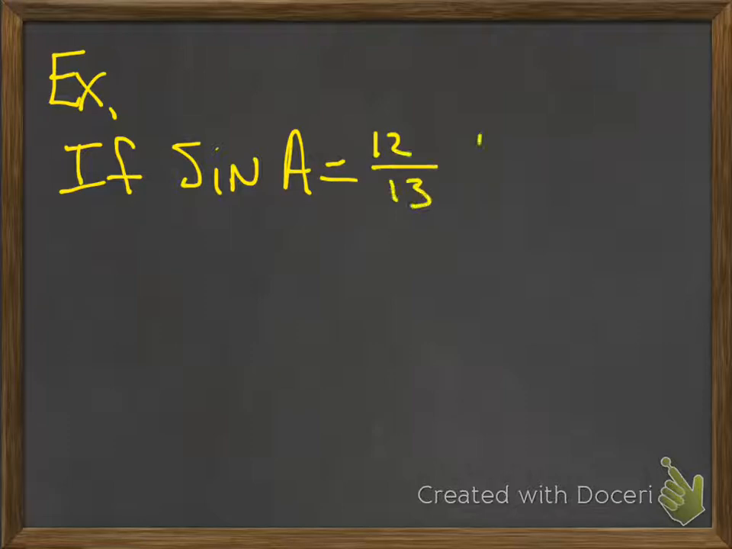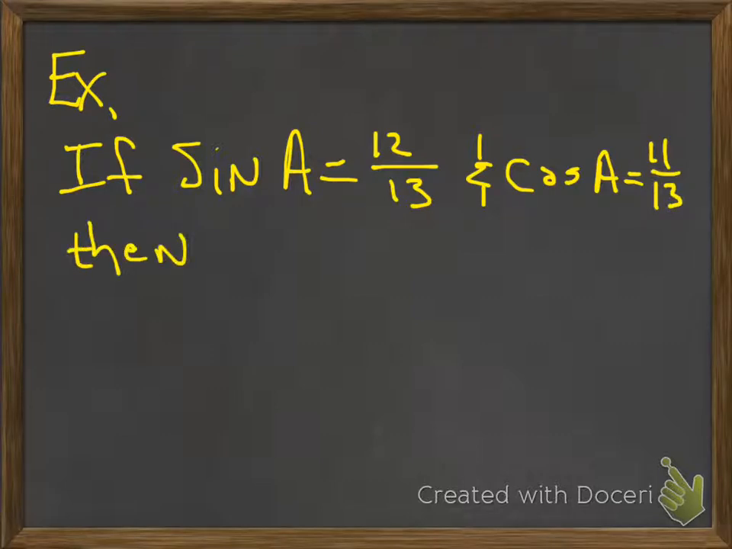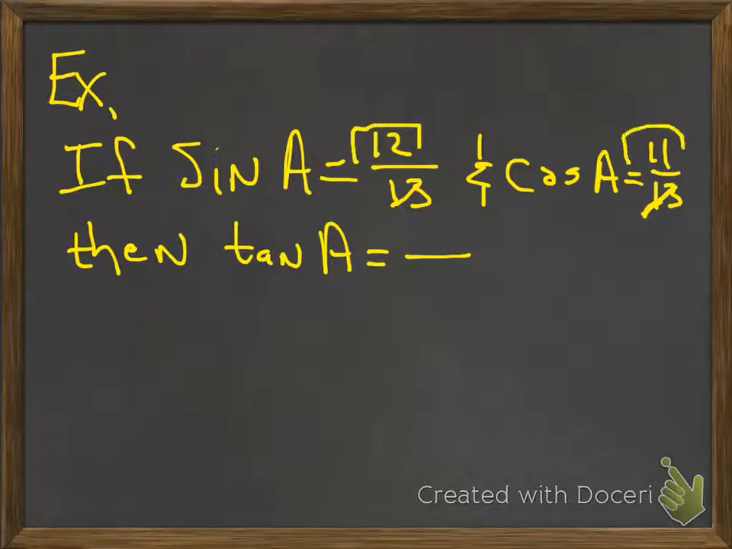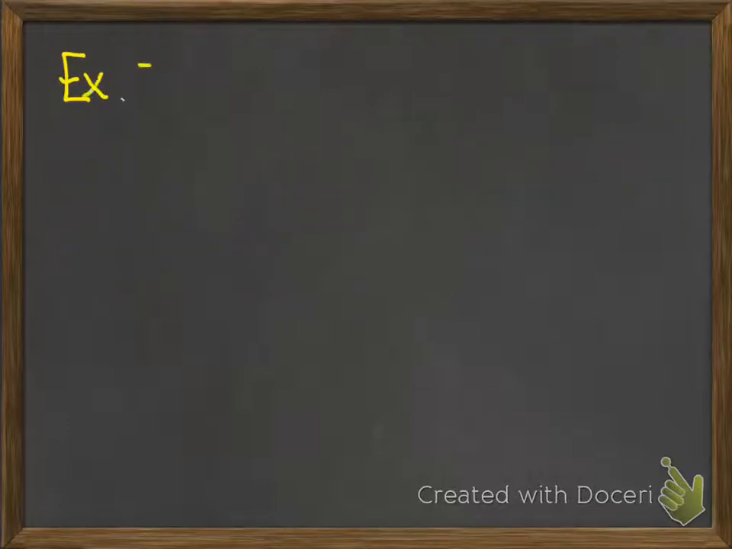All right, so here's an example with some numbers. Sine of A is equal to 12 over 13, and cosine of A is equal to 11 over 13. Then, what is tangent of A? All that means is this. Take out the hypotenuse. This is your opposite. The 12 is your opposite. The 11 is your adjacent. They make up tangent. So, opposite over the adjacent, and you're done. Is that easy? Yes, it is.